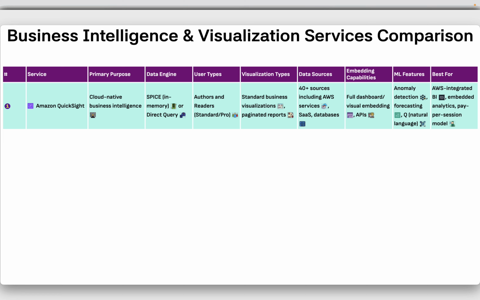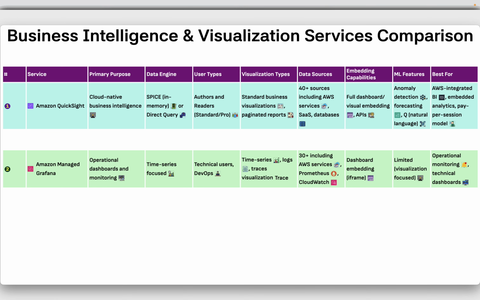Data sources: there are 40 plus sources including AWS services, SaaS and databases, and this list is growing day by day. Embedding capabilities: you have full data dashboards, you have visual embeddings and APIs. There are some ML features also. You have anomaly detection, forecasting, Amazon Q natural language service integration. So Amazon Q is another service which it integrates with, and it's best for AWS integrated BI, embedded analytics, pay per session model.